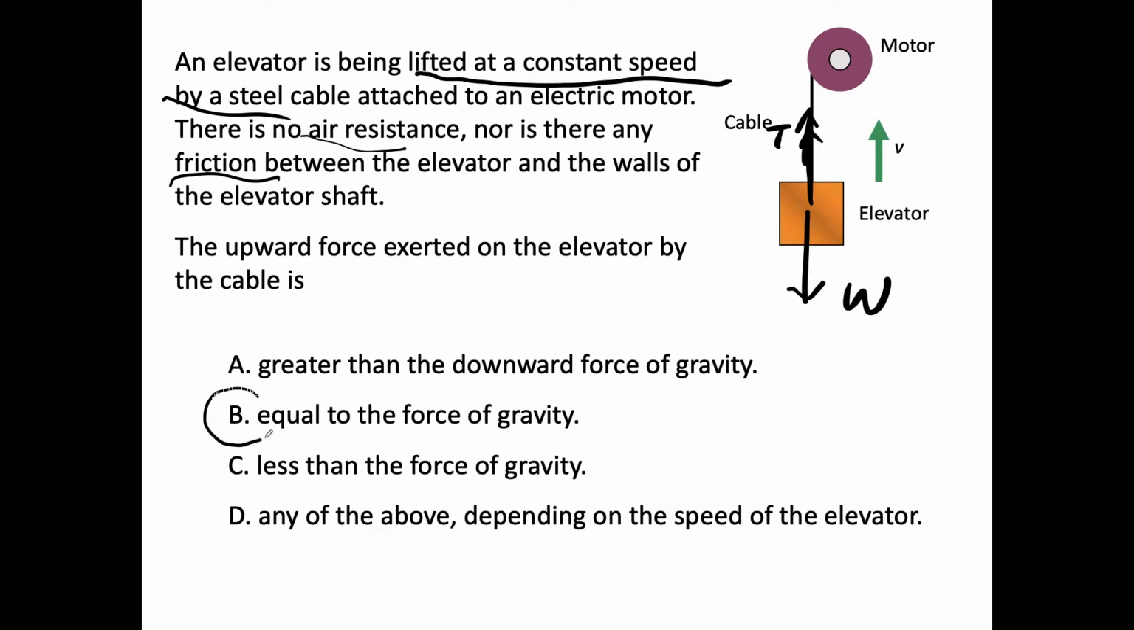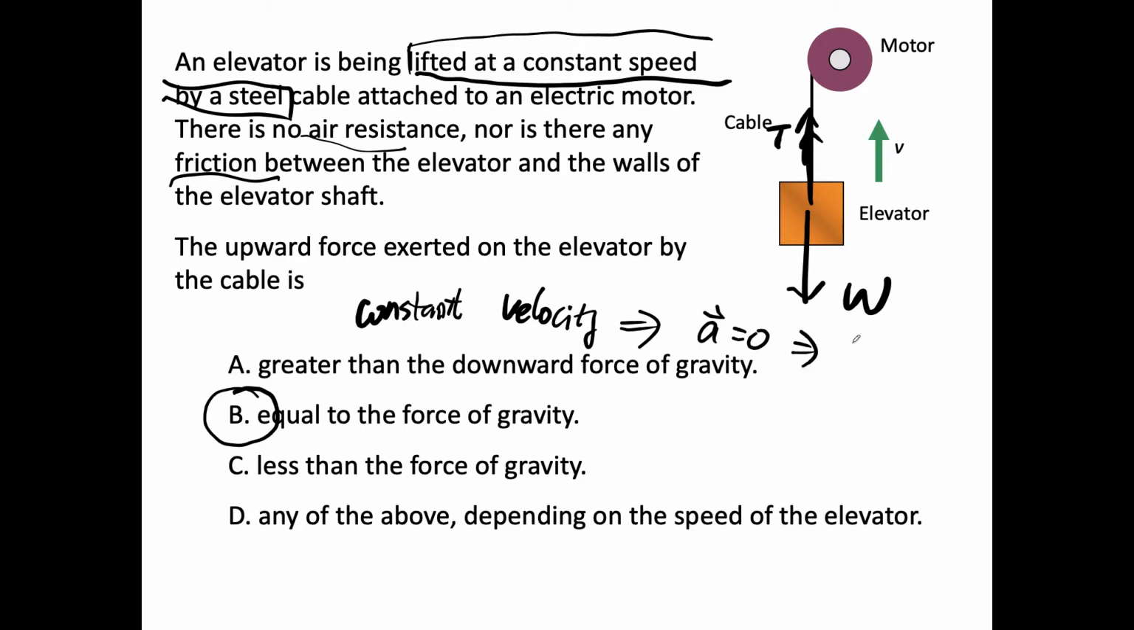The answer should be B. It's also because of Newton's first law. The elevator is moving up at a constant speed, so basically it's constant velocity motion. That gives us acceleration is 0, which gives us net force is 0. So T in magnitude has to equal weight. They are in opposite directions, which is why they add up to net force 0.